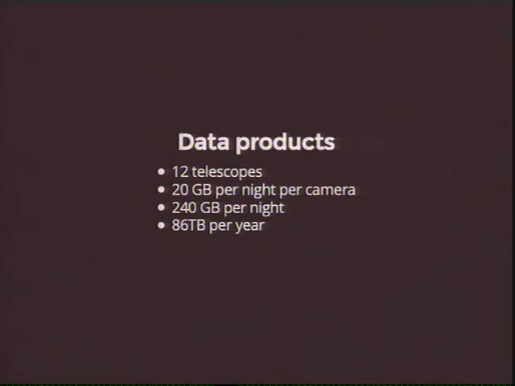So the NGTS instrument itself has a few data products. We have 12 telescopes. If we manage to get a good night, we can get about 20 gigabytes per telescope, which, once you get down to the bottom there, is 86 terabytes per year. This is not even slightly big in comparison to, say, the stuff that Google does every day, or let's say CERN. But it's large for us. We're not entirely sure how we're going to cope with this much data.